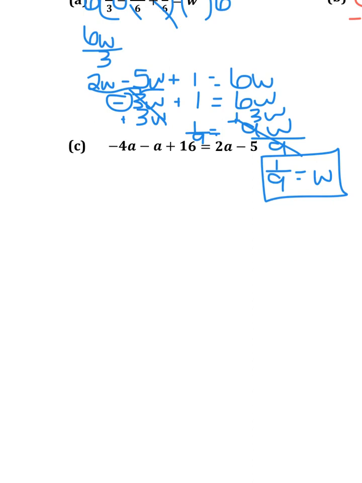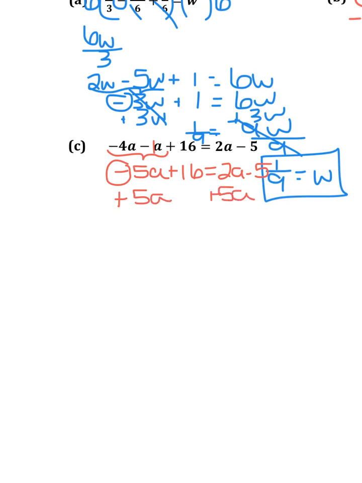So what we'll do here is we'll write in a 1. So if we have negative 4a minus 1a, that puts us at negative 5a. Because we're at negative 4 and we're losing 1 more. And then we have plus 16 equals 2a minus 5. So now I need to get my a's together. Now again, when I see that this one is negative, it's going away. So I'm going to add that one over to both sides. That would be my inverse operation.